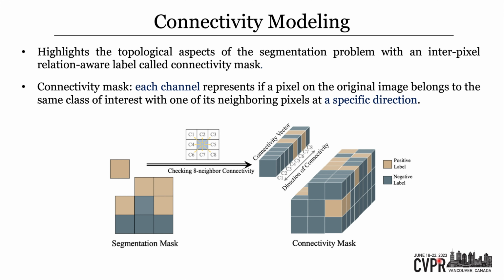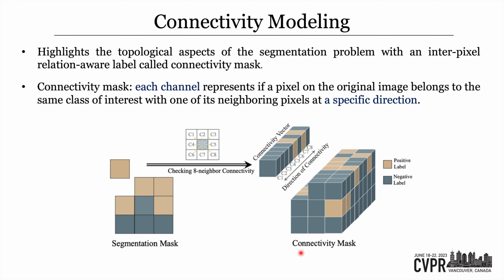This was improved by a recent method, called connectivity modeling. This method highlights the topological aspects of the segmentation problem with an interpixel relation-aware label called a connectivity mask. The connectivity mask, as shown here, is defined as a multi-channel mask with each channel representing if a pixel on the original image belongs to the same class with one of its neighboring pixels at a specific direction. By using this as the training label, we changed the problem modeling of the network from a pixel-wise classification to an interpixel connectivity prediction.